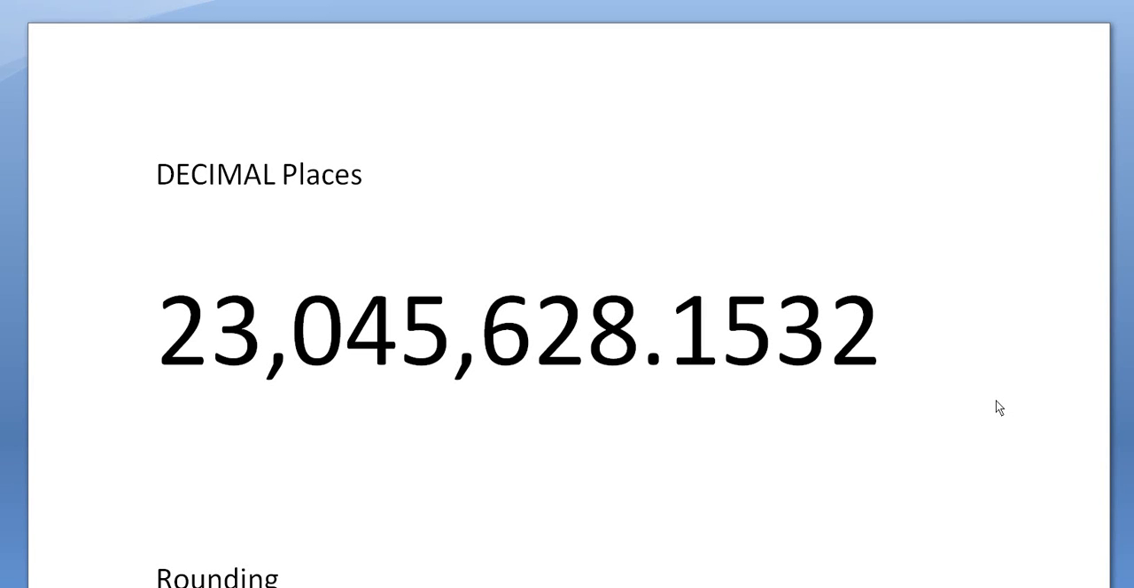Now let's spend a few minutes talking about decimals. I have here a very big number, and I want to remind you of what each one of these places are called. This 8 right here is in the ones place. 2 is in the tens. 6 is in the hundreds.